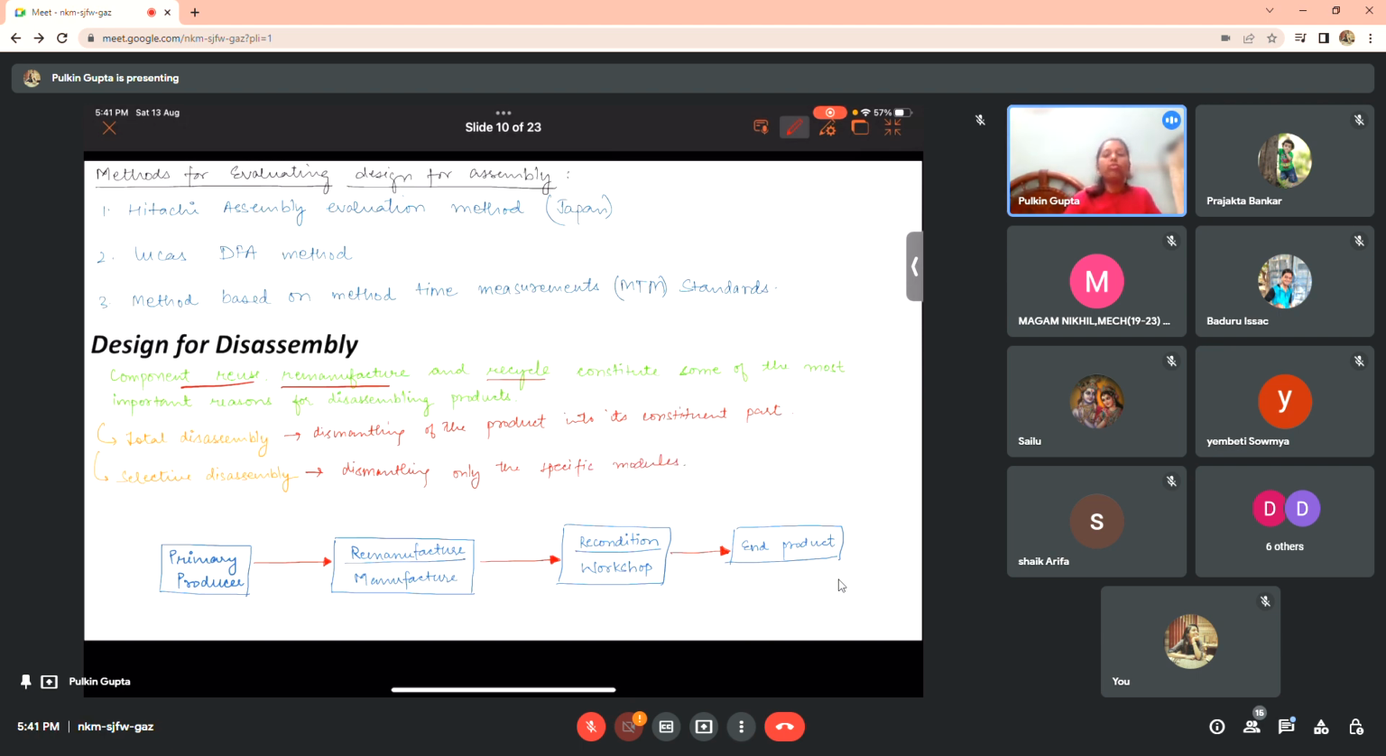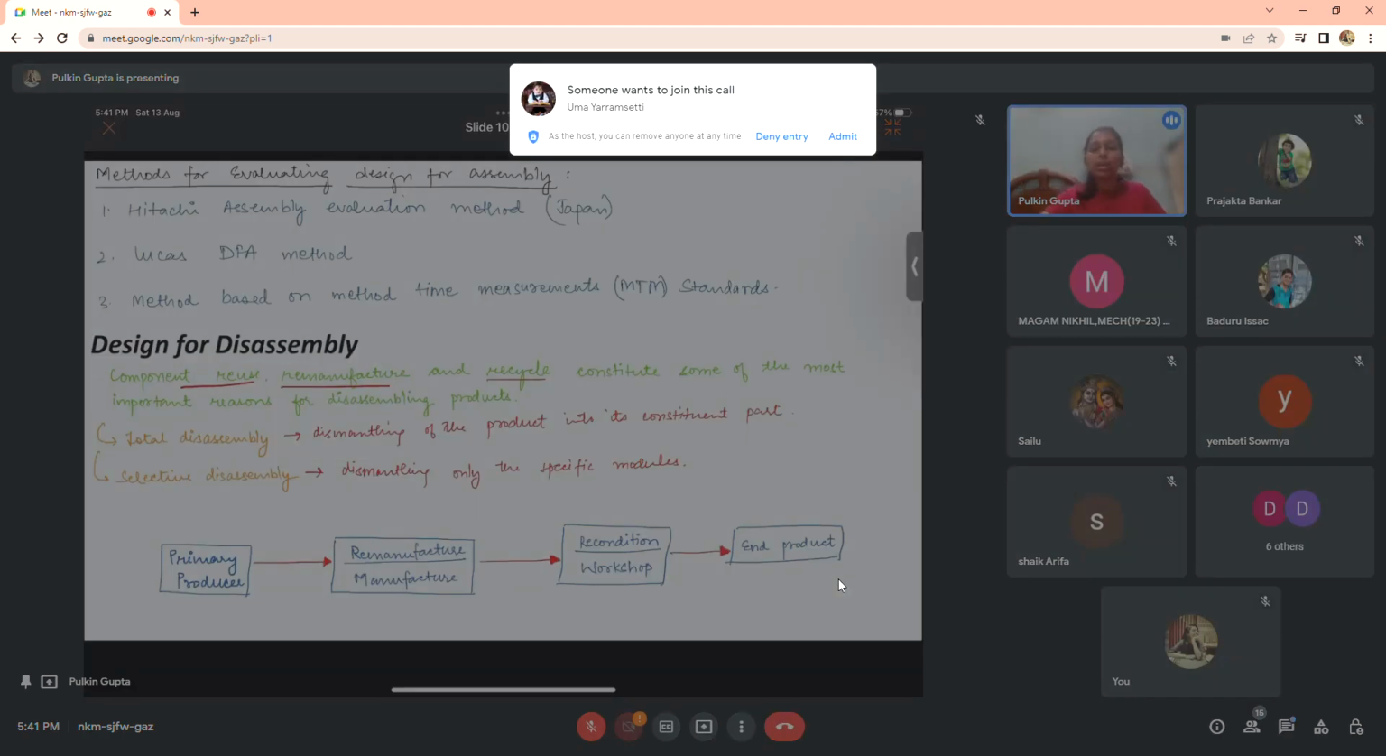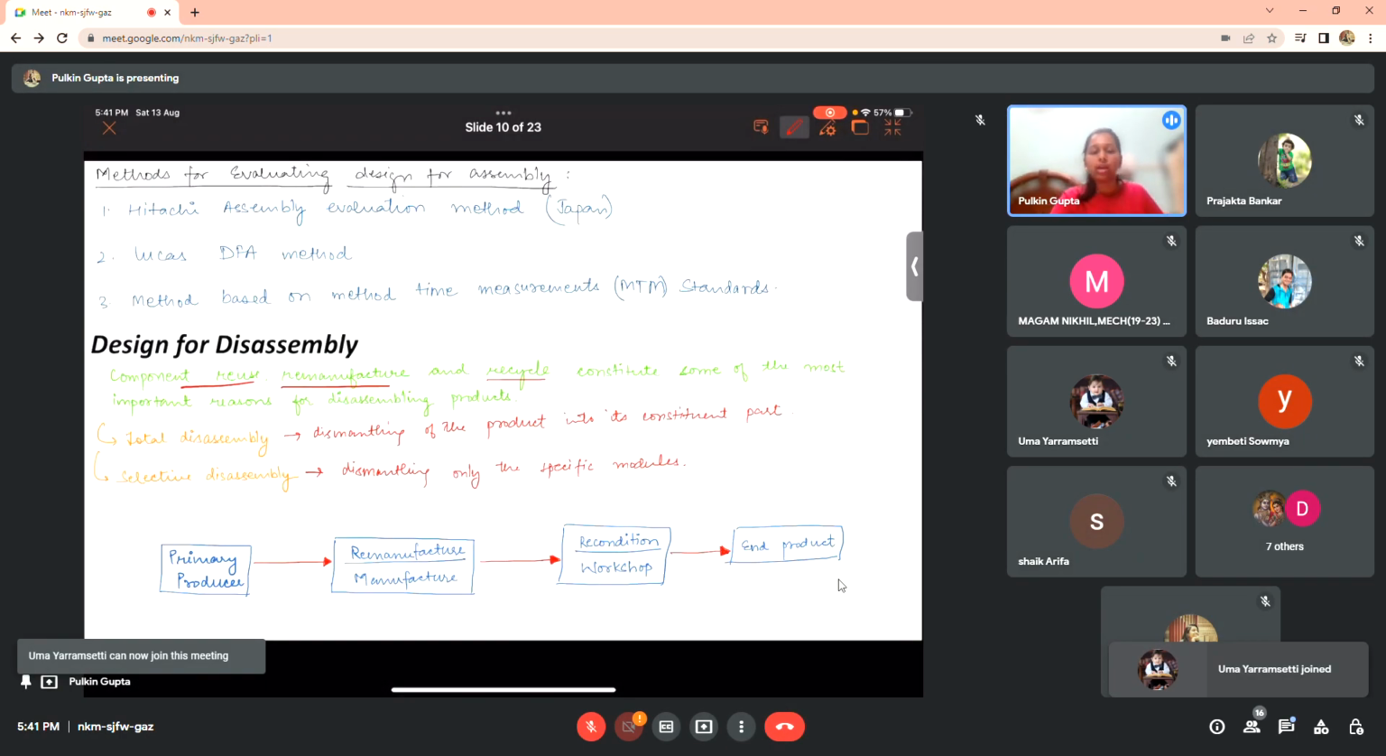So for example, you have a laptop, you just disassemble the RAM out of it and keep the hard disk and your speakers and the cooling systems as they are. So that is selective disassembly. So we have the primary producer, then that either manufactures or remanufactures from used products. So used products are reconditioned or manufactured products are sent to the workshop, and then you have the end product.